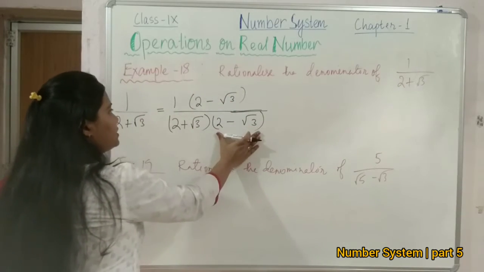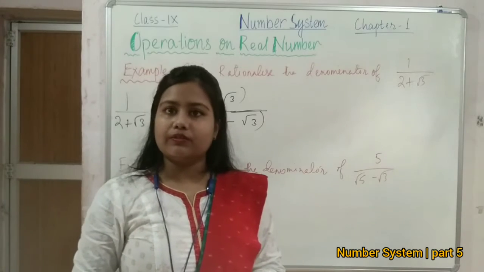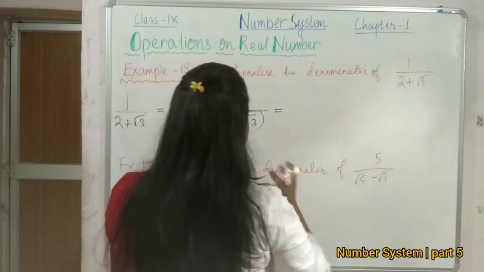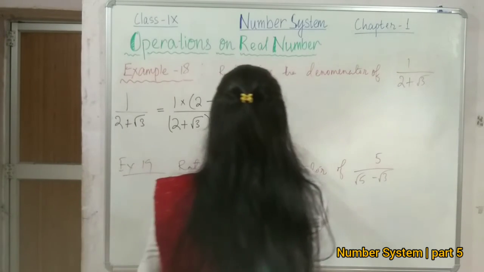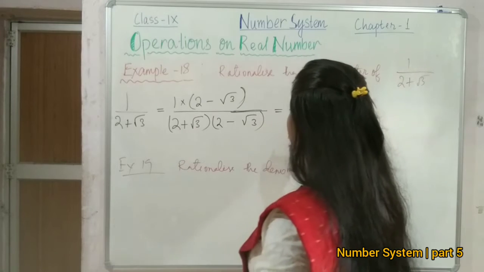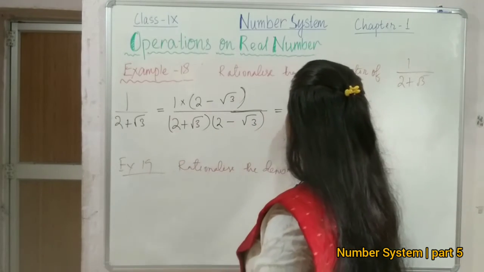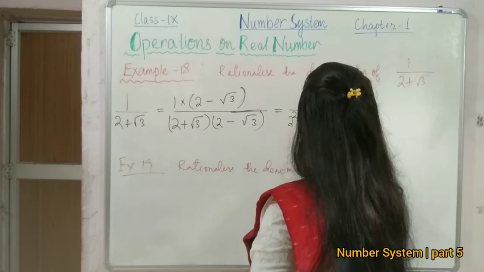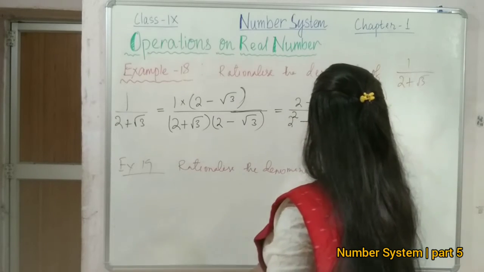The same expression will be multiplied in the numerator also in order to get an equivalent fraction. So to keep the balance, we need to multiply in both numerator and denominator. Let us say this is A and this is B. So it will be 2 square minus square of root 3. And it is 2 minus root 3.